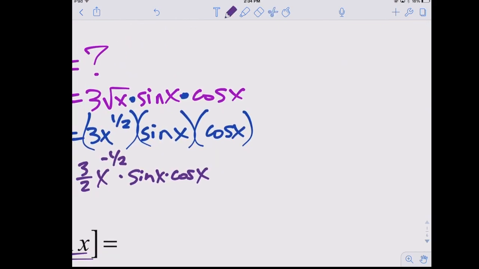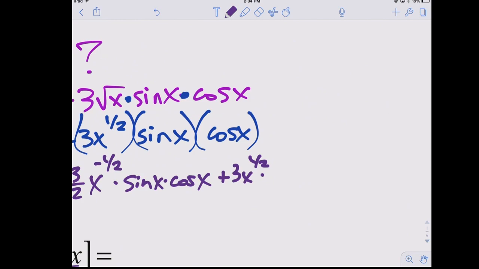All right, the next one is going to be plus 3x to the 1/2, or at this point you can write it back as 3 square root of x because it served its purpose as the rational exponent. And now it's sine's turn. You go, sine. What's the derivative of sine? Cosine times the other cosine. And then finally, plus 3x to the 1/2 times sine. And then whose turn is it now?